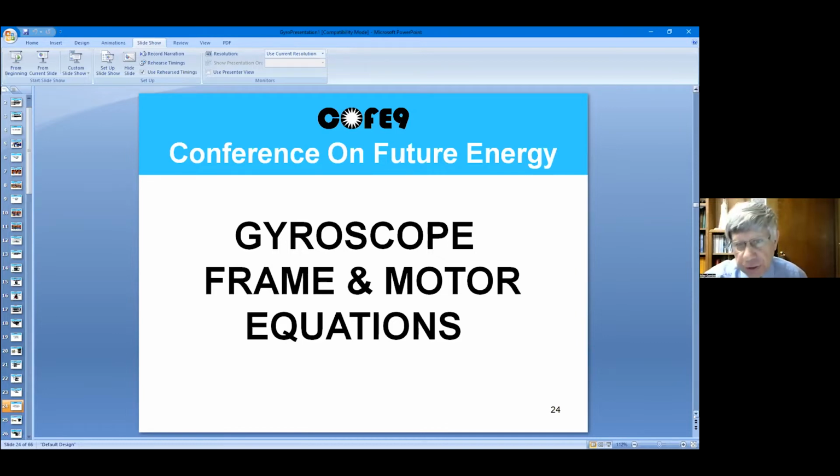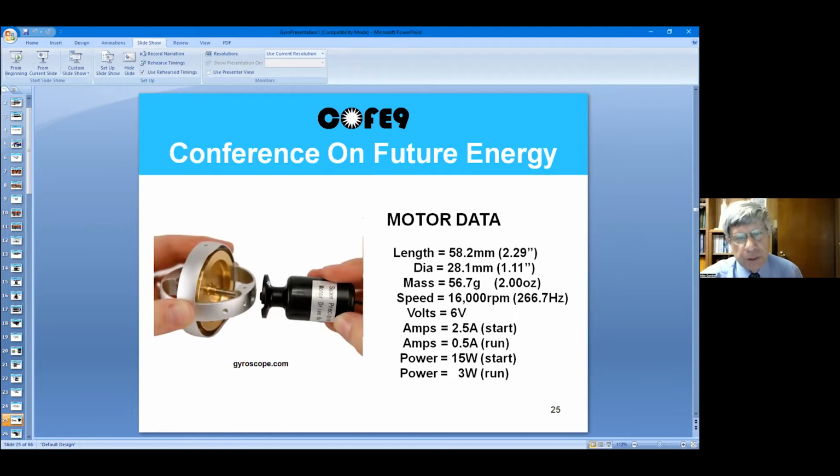So we start with the picture of it here. We're going to now take the inertia of the motor, which is offset by the radius of the gyroscope, and then the gyroscope frame, which is 2 rings. The motor is 58.2 millimeters long and 28 millimeters in diameter, weighs 56.7 grams, spins at 16,000, and consumes 12 volts, 2.5 amps to start, half amp to run, which is 15 watts starting and 3 watts running.